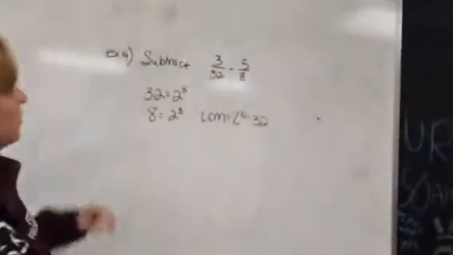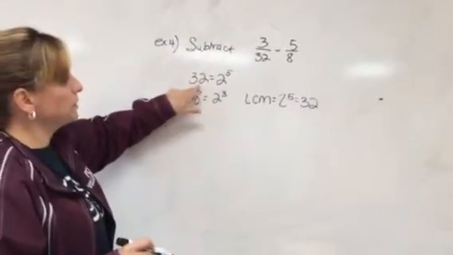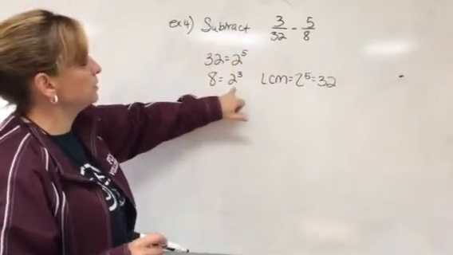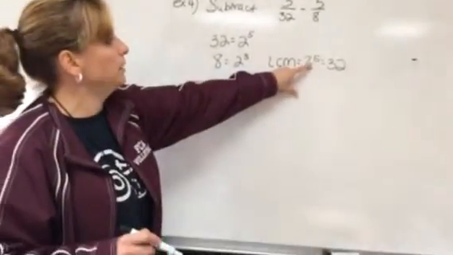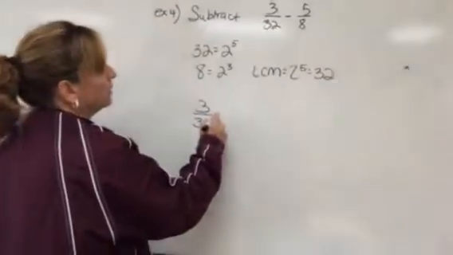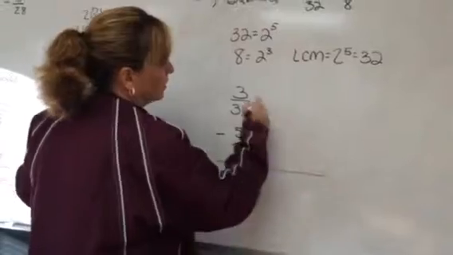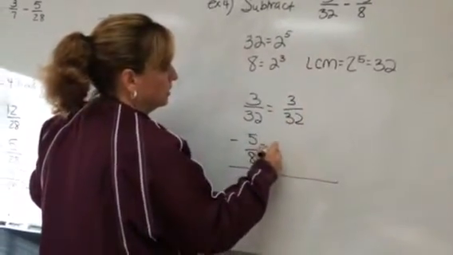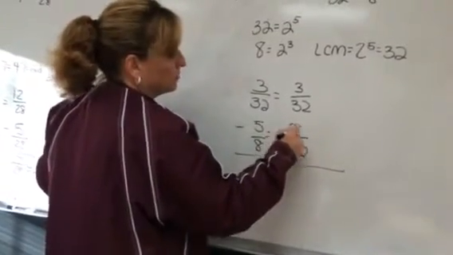Okay. Subtract 3/32 minus 5/8. If you do out 32 into prime factorization, you're going to get 2 to the 5th. If you do out 8, you'll get 2 to the 3rd. In LCM, you're going to take the base with the highest exponent, 2 to the 5th, so it's 32. 3 over 32 minus 5/8 equals, we said the LCM was 32, so 3 is going to stay the same. 8 times 4 is 32, 5 times 4 is 20.